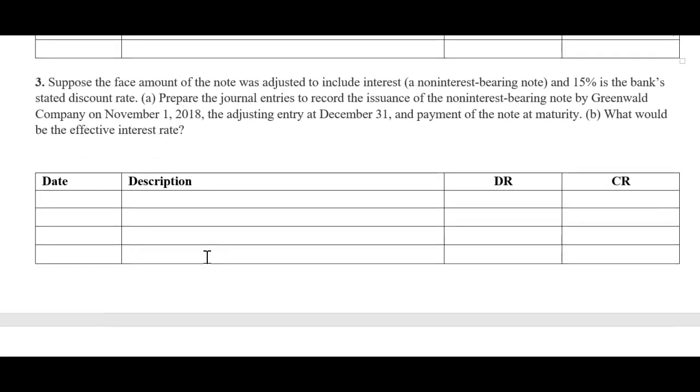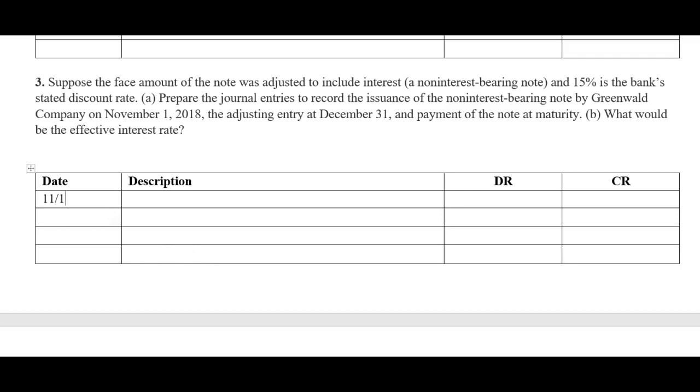It says, suppose the face amount of the note was adjusted to include interest, the non-interest bearing note. In other words, there's really no such thing as non-interest bearing. It's simply embedded in the original amount. So what we're going to do is discount this note, and the bank's discount rate is 15%. Prepare the journal entry to record the issue of the non-interest bearing note by Greenwald Company. So we're only going to look at Greenwald in this case. We're not going to look at both sides. We're going to focus in on that non-interest bearing note for Greenwald.